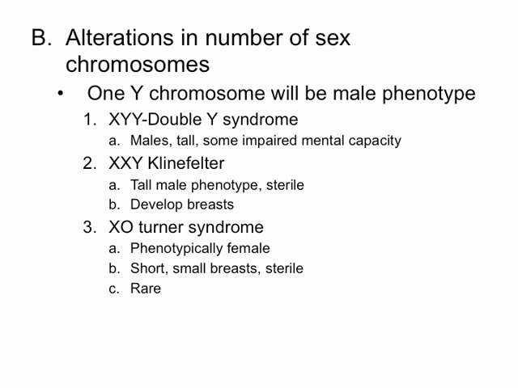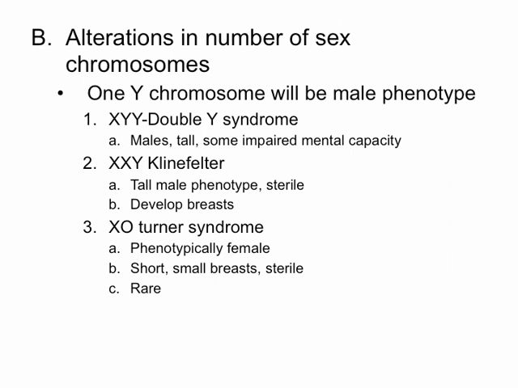Klinefelter syndrome is XXY. Again, since this individual has a Y chromosome, they are going to be male. They're very tall, and they're sterile, so they're unable to reproduce. Additionally, individuals with Klinefelter syndrome do develop breasts because of that extra X chromosome. In some cases, they have those breasts removed.